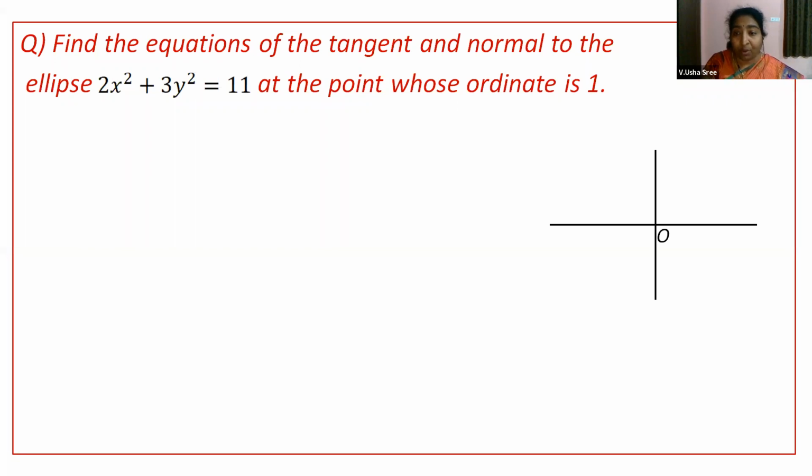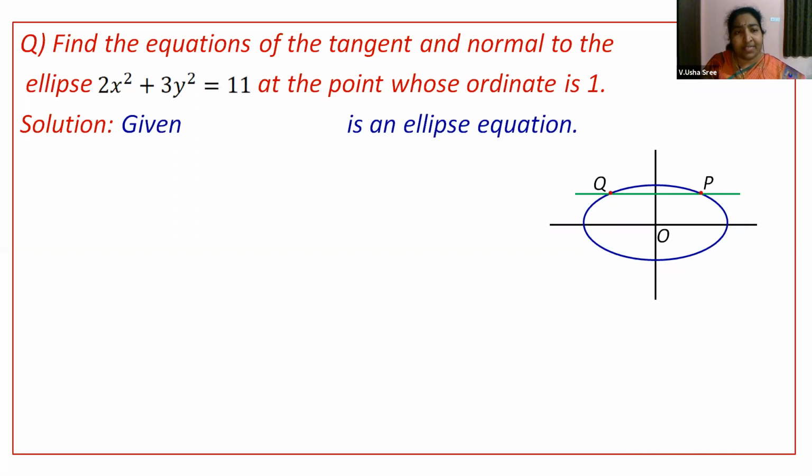Now, if you have an ellipse, on this ellipse, okay, we will just take points P and Q. At both points, the ordinate will be 1. Did you observe? The x value will be changing. Here it will be positive and here it will be negative, of course. But the ordinate will be 1 itself on the given ellipse. All right.